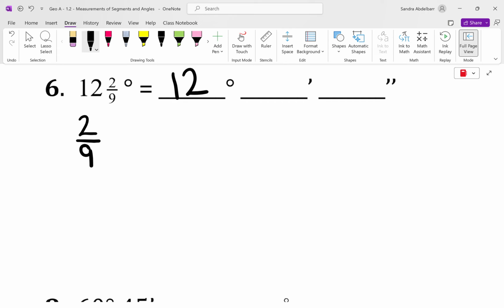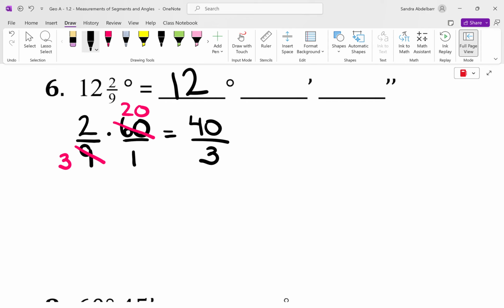So I'm going to take 2/9 and multiply it by 60 over 1. I can cross simplify, but 9 doesn't go into 60. But 3 goes into 9 and 60. So I'm going to divide by 3. 3 goes into 9 3 times. 3 goes into 60 20 times. Now I'm going to multiply across. I end up getting 2 times 20, which is 40. 3 times 1 is 3.